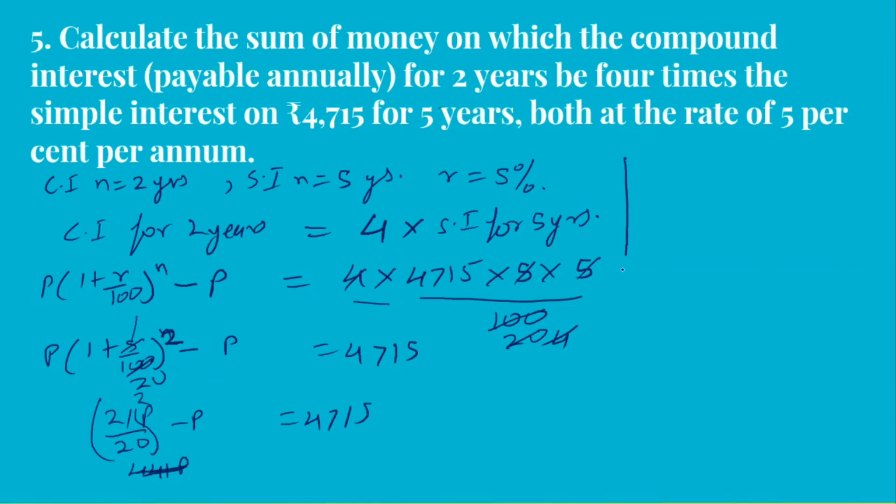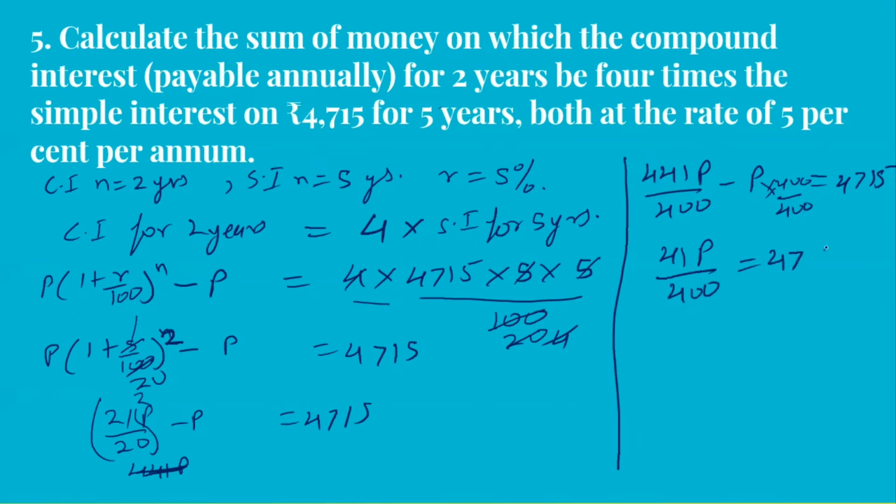Okay, let us take it over here. So 21 squared is 441P upon 400 minus P is equal to 4,715. LCM is 400 here. Multiply by 400, divide by 400. So 441 minus 400, you get 41P upon 400 is equal to 4,715. So P is equal to 4,715 multiplied by 400 divided by 41. Solving this, you get the principal as rupees 46,000. Got it? So this is your principal.